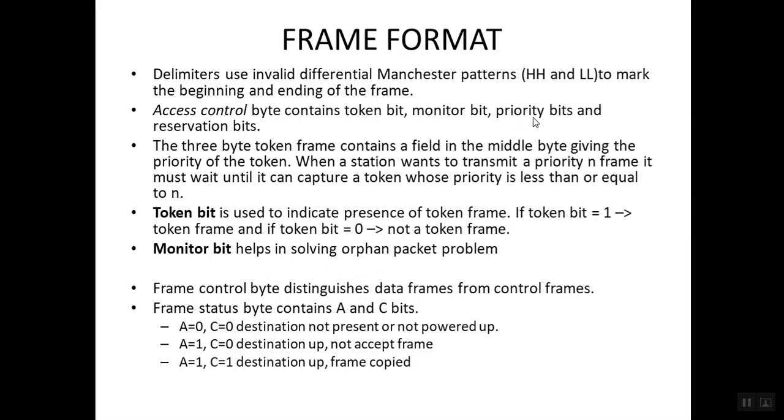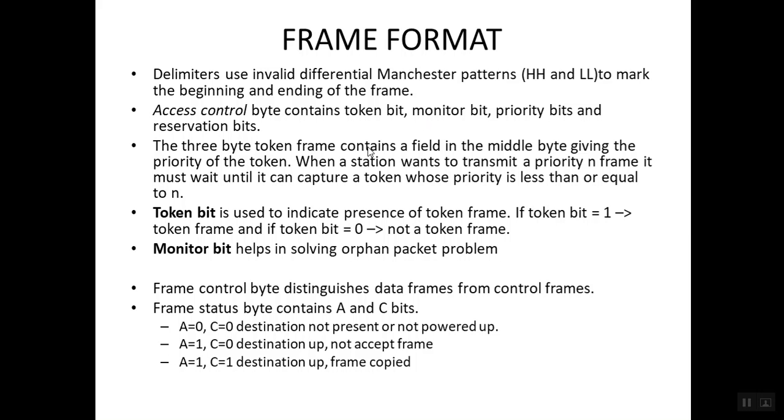Then priority bits and reservation bits can be used to ensure the priority of the frames. Now, a token is essentially a 3 byte token, and the 3 bytes are the starting delimiter SD, the access control field AC, and the ending delimiter ED. These are the 3 bytes of a token.